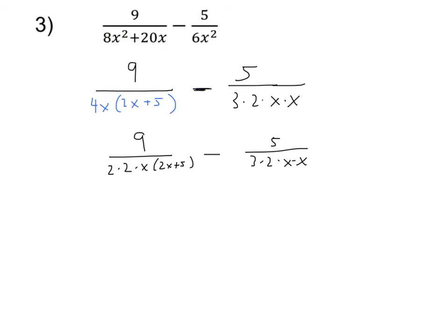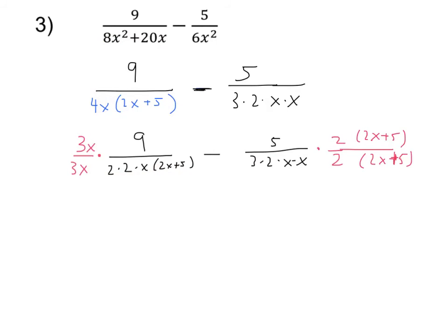So let's see, what is missing here? What do I have in the second fraction that I don't have in this denominator? It looks like I'm missing a 3 and also an x. So I'm going to multiply by 3x over 3x. Now let's see, what's missing over here? It looks like I'm missing a 2, so I'll multiply by 2 over 2, and I'm also missing this 2x plus 5. So I need to multiply by 2x plus 5 over 2x plus 5. Oops, sorry about that. All right, so let's multiply this out.